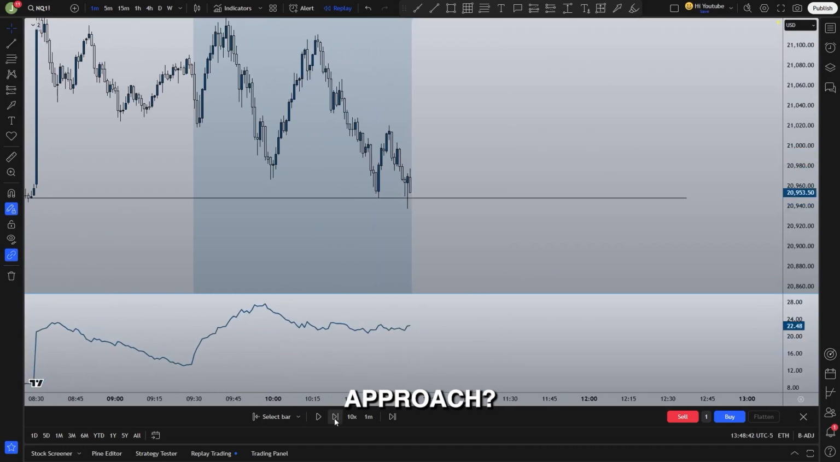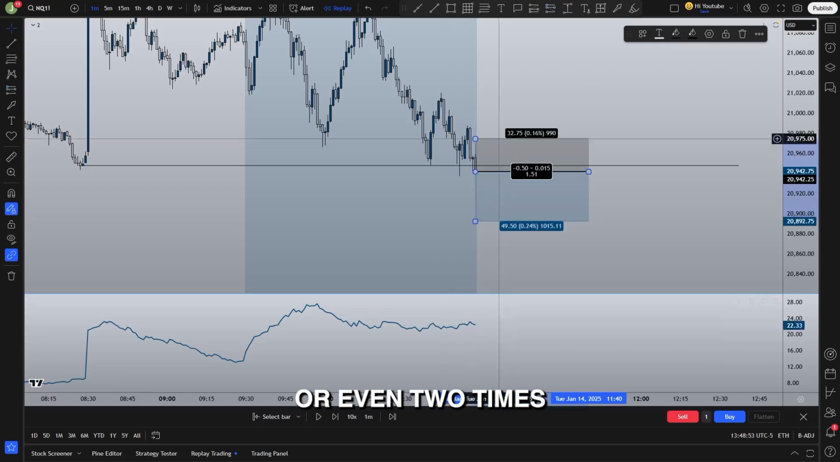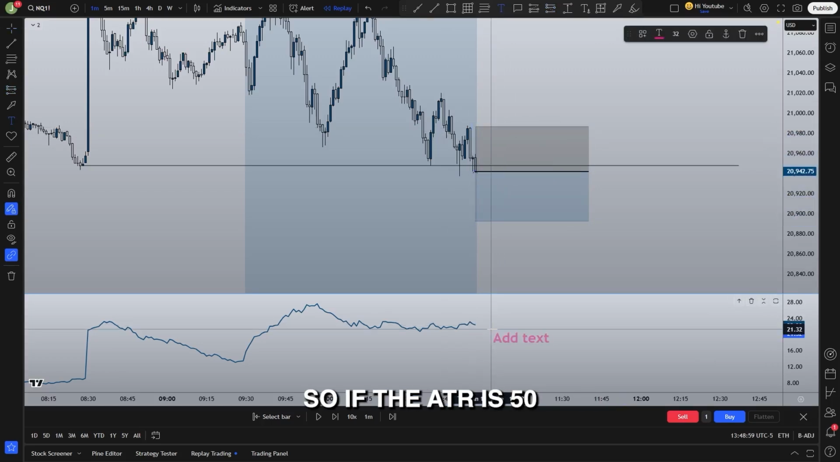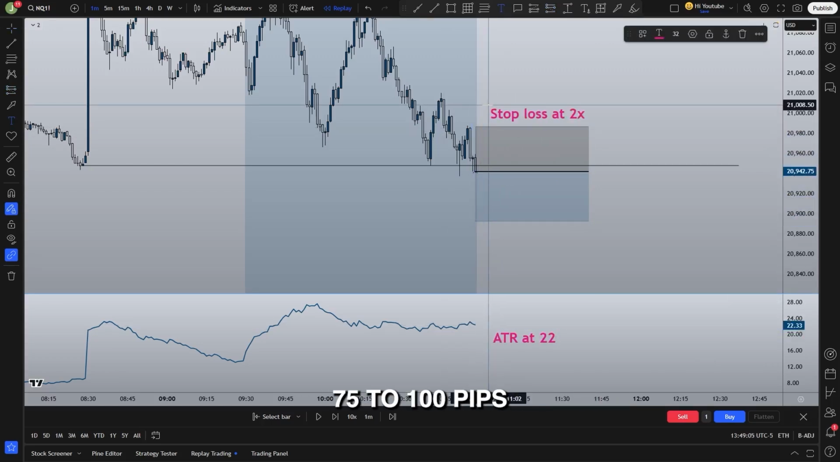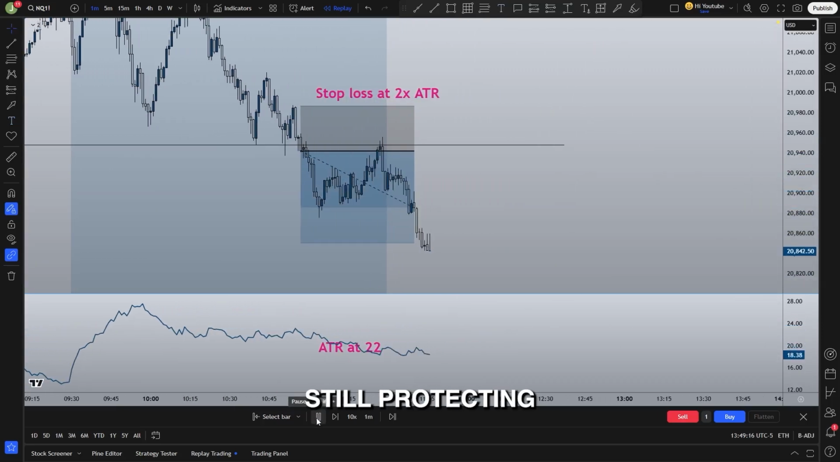So what's a better approach? Use a multiple of the ATR. A common rule of thumb is 1.5 or even 2 times the current ATR. So if the ATR is 50, you place your stop loss 75 to 100 pips away from your entry. This gives the market room to breathe while still protecting your capital.